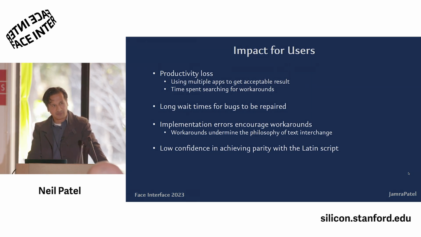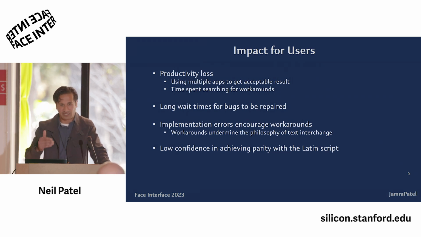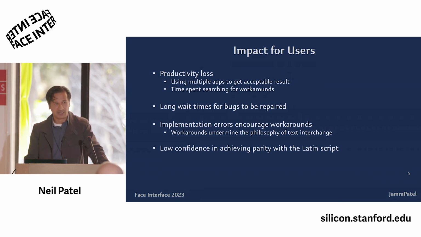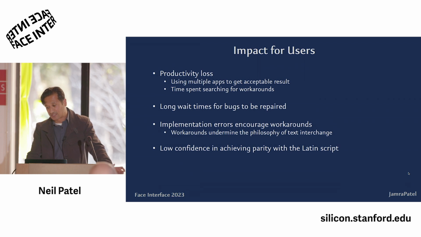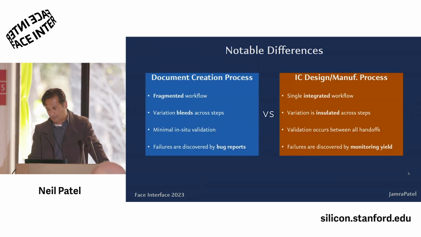I mentioned these workarounds. The workarounds I think are really the real damage here, because the whole point of text interchange is that it's universal and it's working everywhere, but then people are doing workarounds that differ by how they do it, and we're sort of undermining the whole point. If some people are using this punctuation instead of that punctuation, inserting different things as they're typing in different ways, that defeats the whole purpose. And as a result, they have really low confidence in achieving parity with the Latin script.